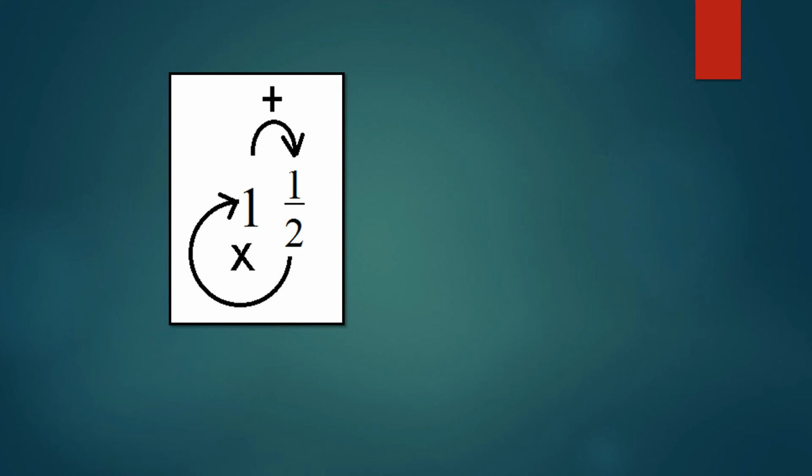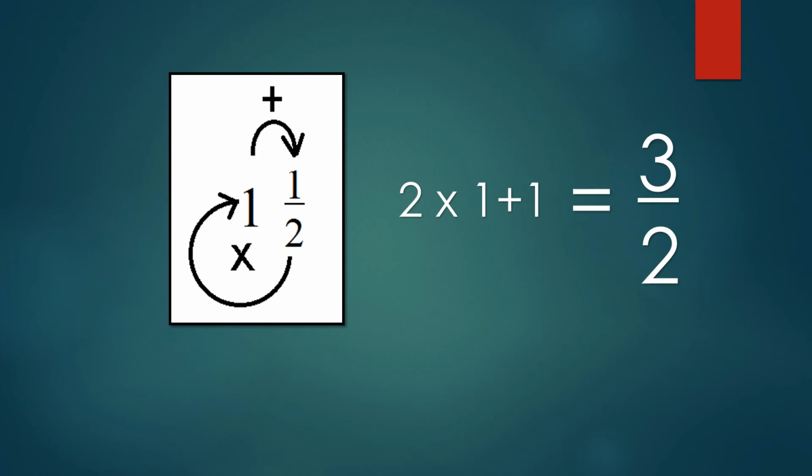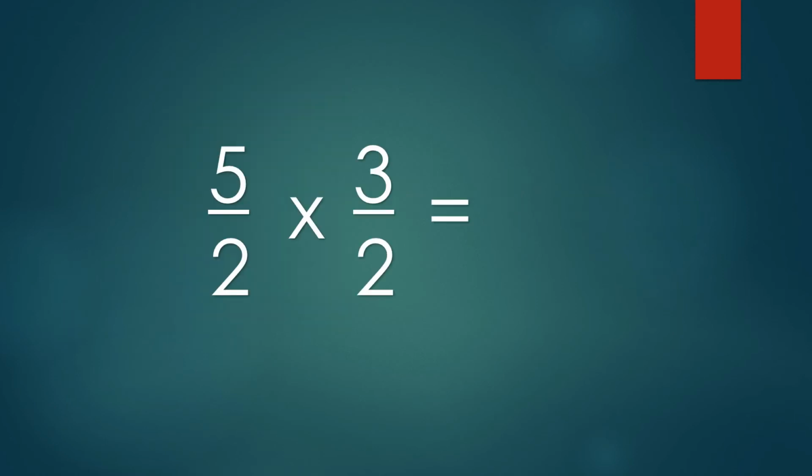2 times 1 plus 1 equals 3. Then copy the same denominator. Now let us multiply 5 times 3 equals 15. Then 2 times 2 equals 4.